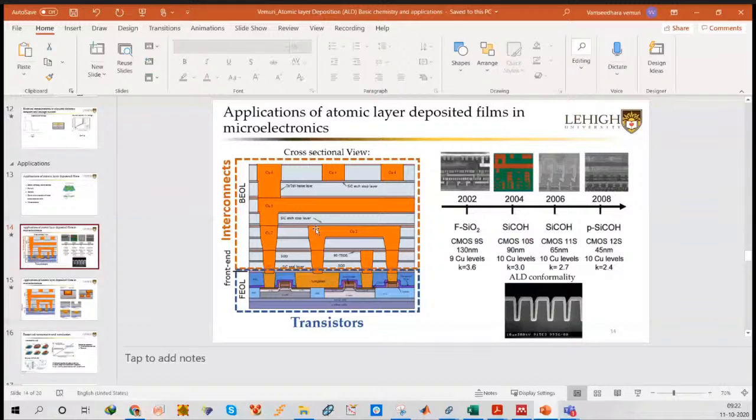But as I said, ALD is a very conformal technique. So even if you go to 2 nanometers, atomic layer deposition can be used. The problem is not with atomic layer deposition, but with the other lithography and etching techniques. That's why they are coming up with a bottom-up approach. As I said, area selective ALD could be revolutionary for these people. It's still in infancy, but it can be used in the future.